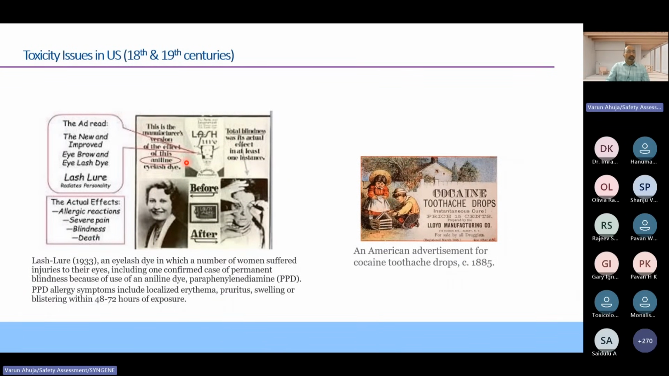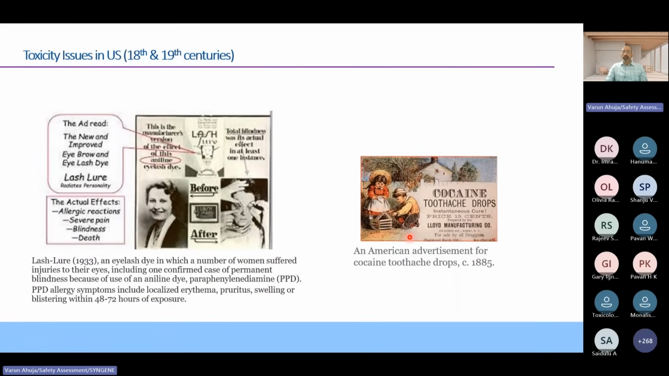Then there were other cases around the 19th century also. So Lash Lure, this was an eyelash product, in which a number of women suffered injuries to their eyes, including one confirmed case of permanent blindness because of the use of an aniline dye, paraphenylenediamine, which is called PPD. And PPD allergy symptoms include localized erythema, pruritus, swelling, or blistering within 48 to 72 hours of exposure. This picture I have taken from Google only, and this was a case of blindness.